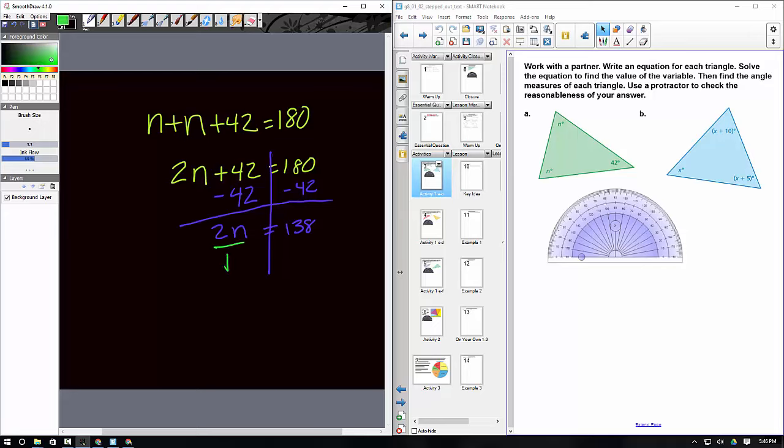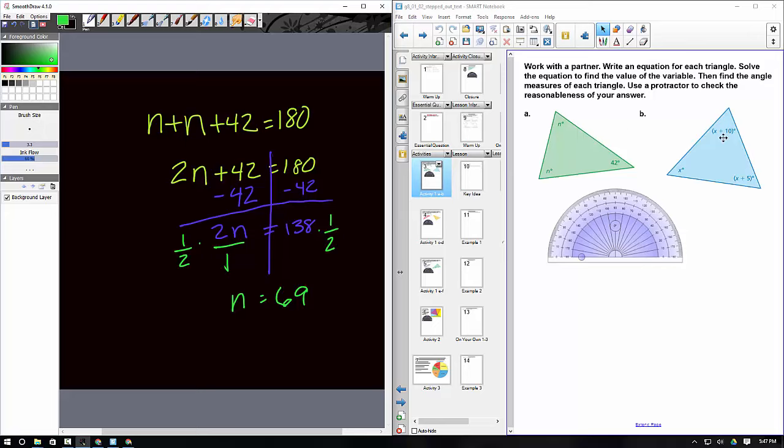So I usually do this. I'll say times 1 over 2, and I'll multiply this by 1 over 2. So n equals 69. So each n is equal to 69. I can plug this in and say 69 plus 69 plus 42, and I should get 180.